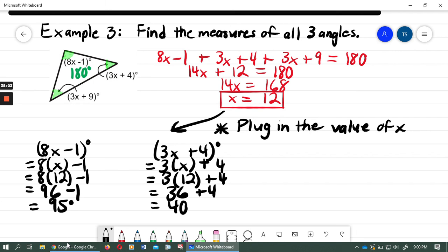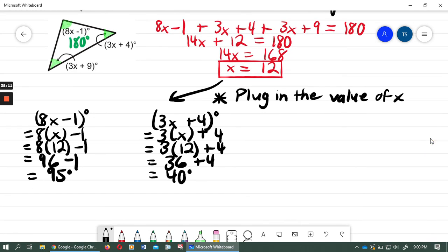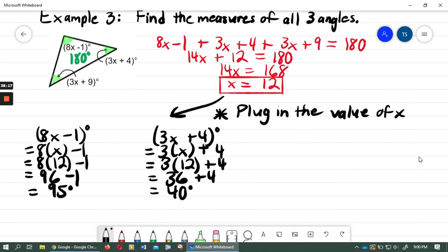Okay. All right, so we got 2 of the angle measurements. Guess what, folks? Technically, we don't even need to plug in x for the third one. Do y'all get what I'm saying? Since we already know 2 of these angle measurements, you ain't really got to plug in 12 for the third one. Because we got 95 and we got the 40, y'all. And all we need to do is to find that third angle measurement.